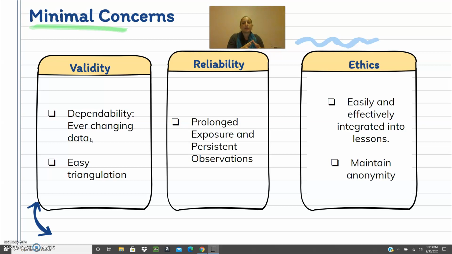And it also has a big reliability piece, because that looks at prolonged exposure and persistent observations, which again, you're getting from day 1 to the final piece. So that prolonged exposure is there. And as far as ethical, this is very easily and effectively integrated into lessons, so it's never going to hurt your students' ability to grow within the unit. So I don't think there's an ethical concern, and they can still maintain anonymity. So overall, concerns don't really have a whole bunch, but I do hope that you like journaling data collection as much as I learned that I did.